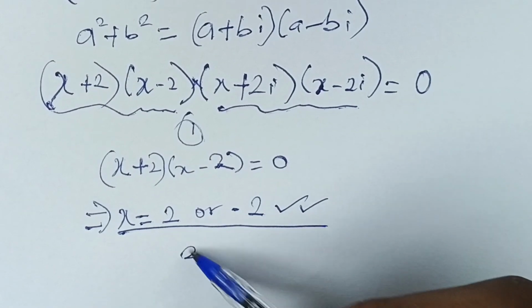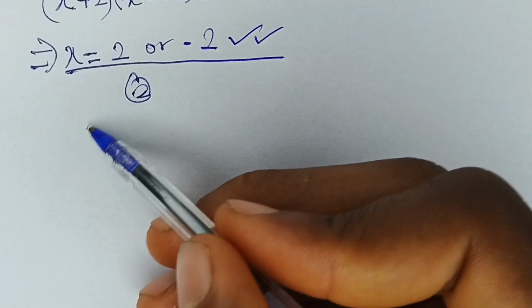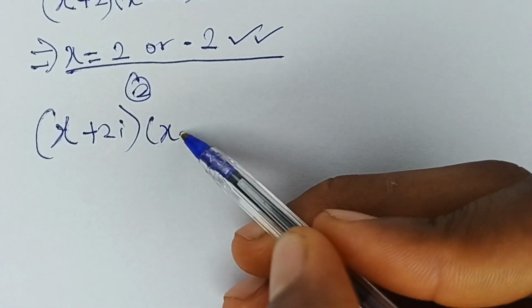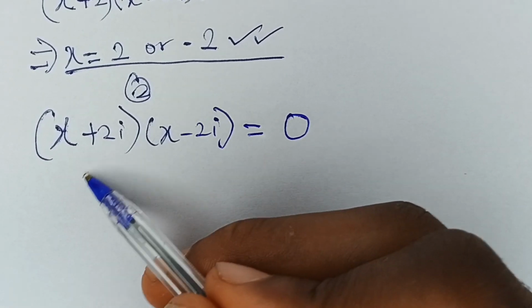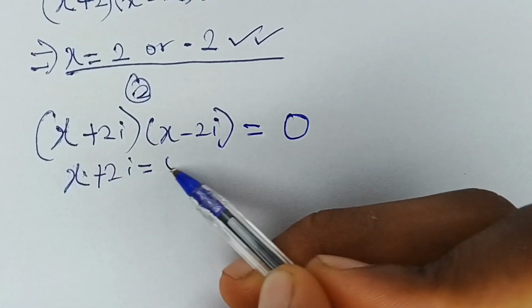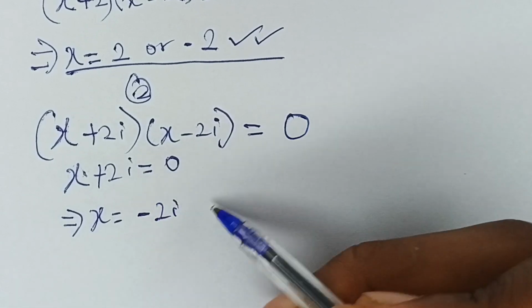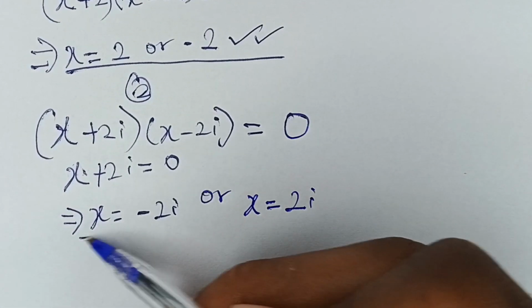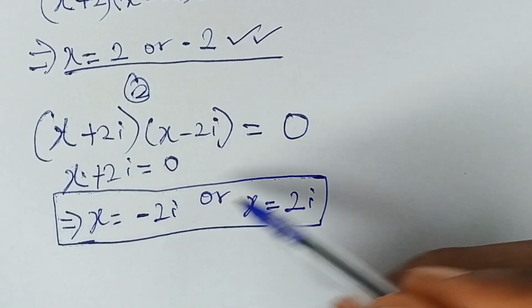Alright, now for our second condition, we have that x plus 2i into x minus 2i is equal to 0. Okay, from here, either x plus 2i is equal to 0, which implies that x is equal to negative 2i, or x minus 2i is equal to 0, so x is equal to 2i. Okay, so these are the answers to this question.